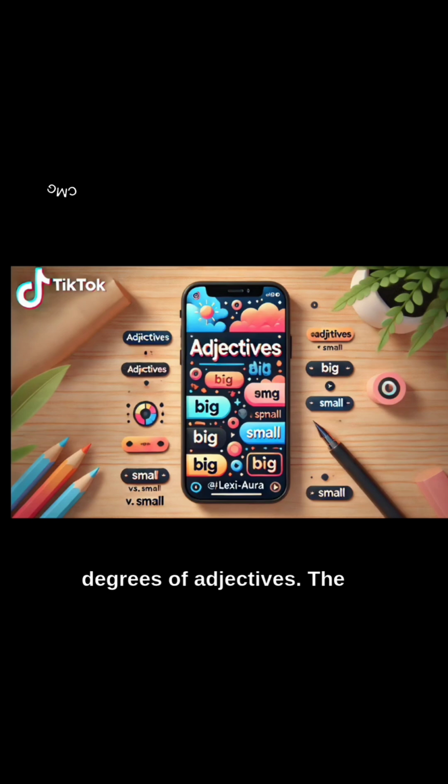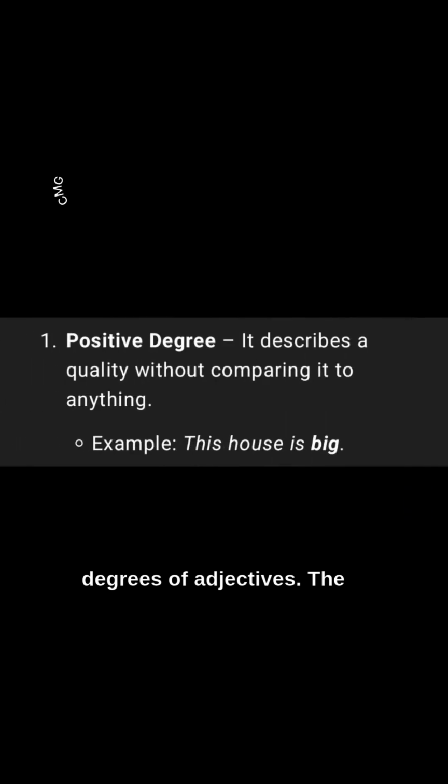There are 3 degrees of adjectives. The first one is the positive degree, the simplest one. This describes a quality without comparing it to anything. Example, this house is big. The adjective here is big, and that is the positive one.